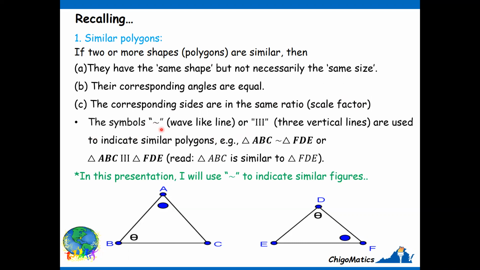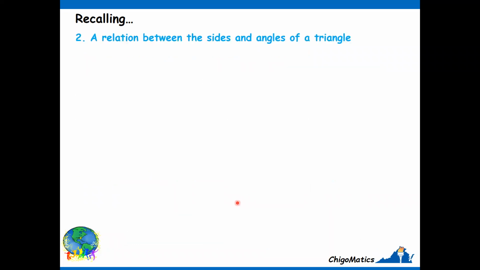The symbols, the wave-like line or the 3 vertical lines, are used to indicate similar polygons. For example, triangle ABC is similar to triangle FDE, which is the same as you use the 3 vertical lines. In this presentation, I will use the wave-like line to indicate similar figures.